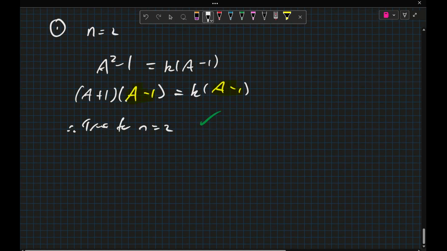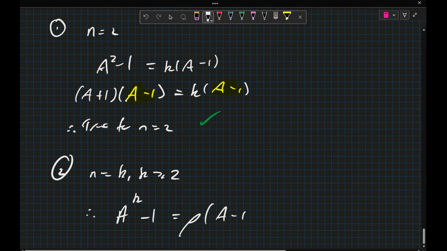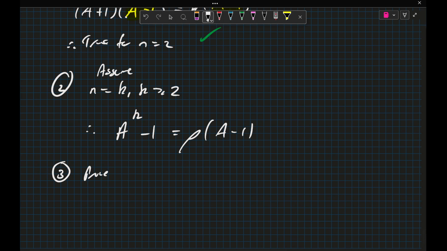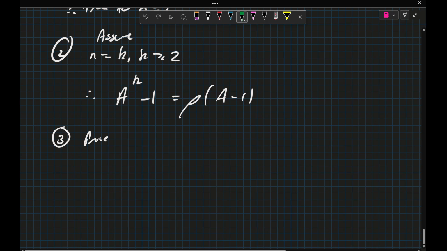Perfect. Now, we're going to start with n equals k for k greater than or equal to 2. We're going to have a to the power of k minus 1 is going to be some multiple p times a minus 1, which we assume. Now, we want to prove it. So how we tend to work this is we want a to the power of k to equal something. So we're going to have a to the power of k equals 1 plus p times a minus 1.